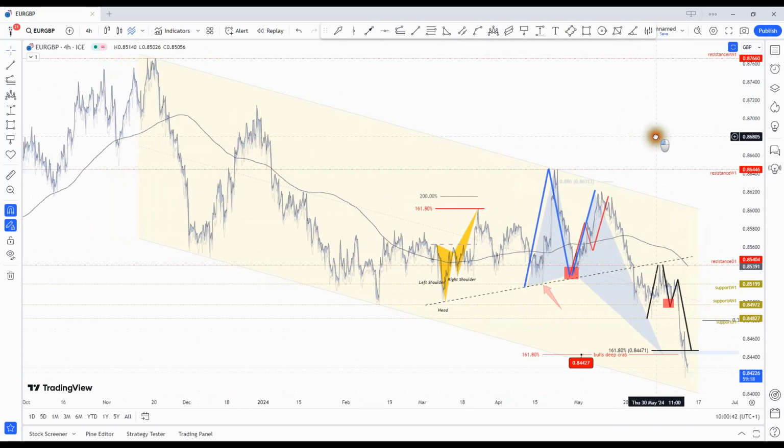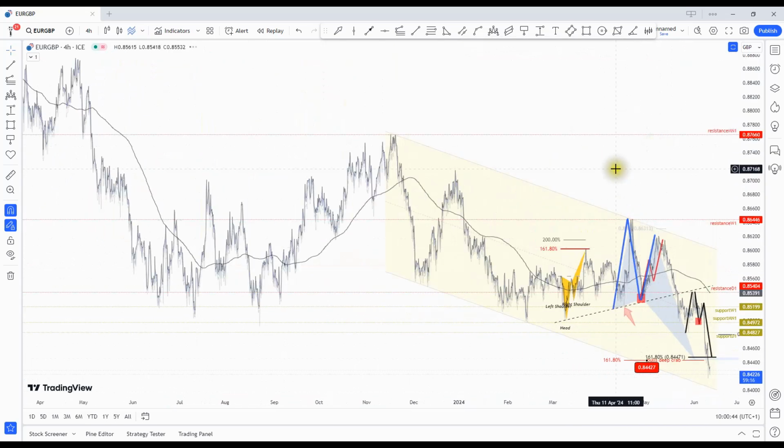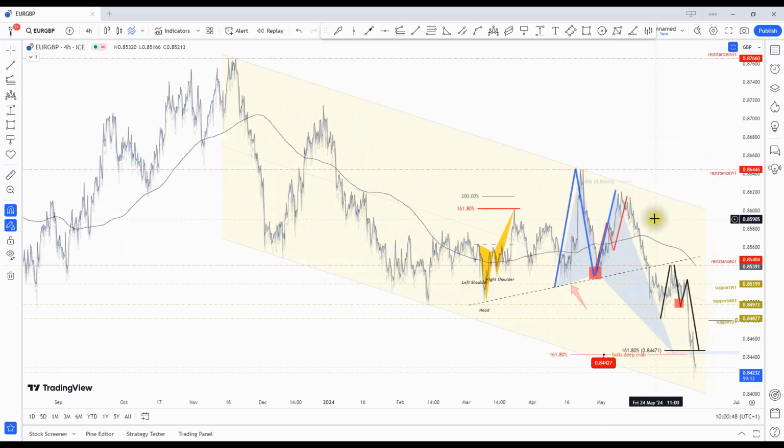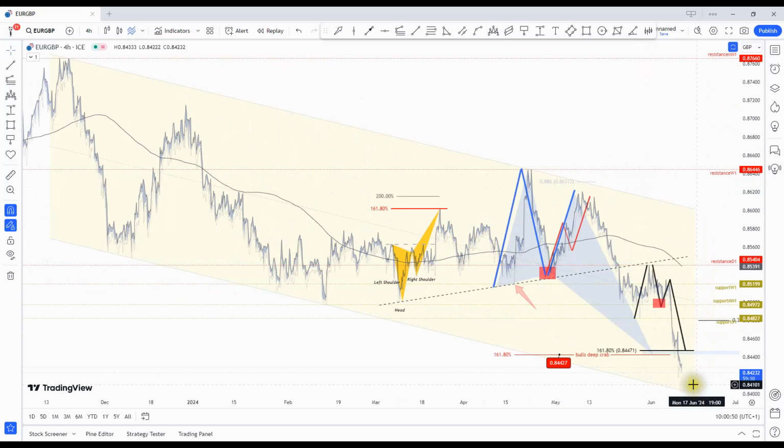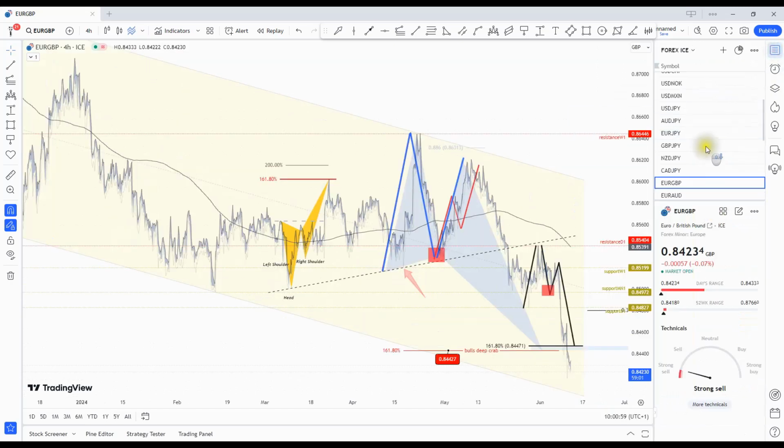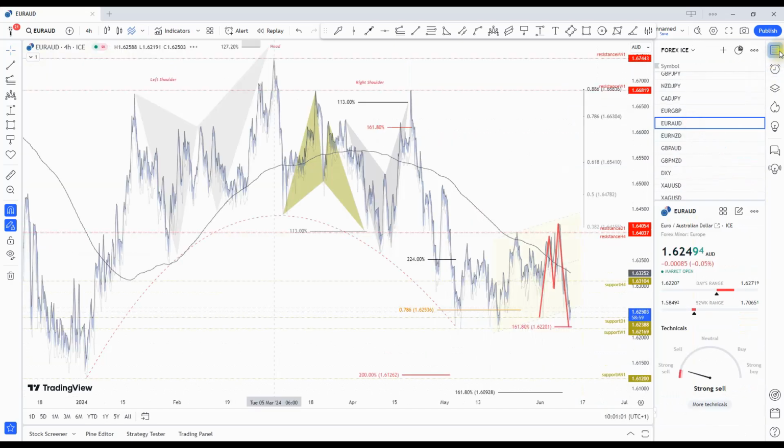So pay attention now that the market is threatening the invalidation of these patterns. Pay attention to the reinforcement of these channel support levels, and I suggest some caution once we observe an approach to this structure support. Then let's go to the euro versus the Aussie.